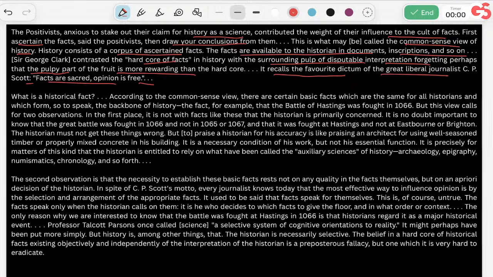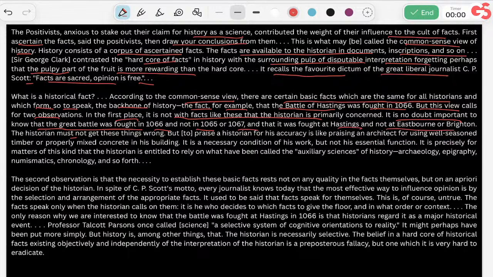Okay. What is a historical fact? According to the common sense view, there is a question on this. There are certain basic facts which are the same for all historians and which form, so to speak, the backbone of history. The fact, for example, that the Battle of Hastings was fought in 1066. But this view calls for two observations. Two observations. In the first place, it is not with facts like these that the historian is primarily concerned. It is no doubt important to know that the great battle was fought in 1066 and not in 1065 or 1067, and that it was fought at Hastings and not at Eastbourne or Brighton.